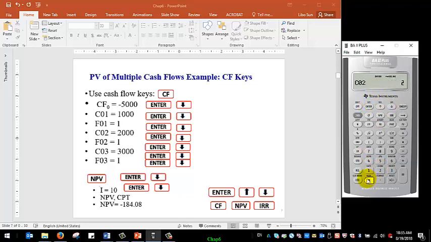Second cash flow 2,000. Enter down. So we keep the default frequency of 1 because only repeat 1 time. Third year cash flow 3,000. Enter down. So that's it. We go to the next button, net present value. Discount is 10. Enter 1, 0, 10. Enter. Go down. Once we see NPV, we're going to click on compute. So we got 184.07.